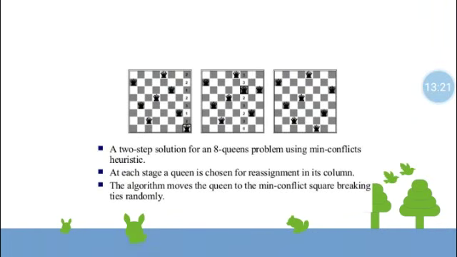So this is an example of 8 queens problem. A two-step solution for 8 queens problem using minimum conflict heuristic. At each stage, a queen is chosen for reassignment in its column. The algorithm moves the queen to the minimum conflict square, breaking ties randomly. So this is all about constraint satisfaction problem.